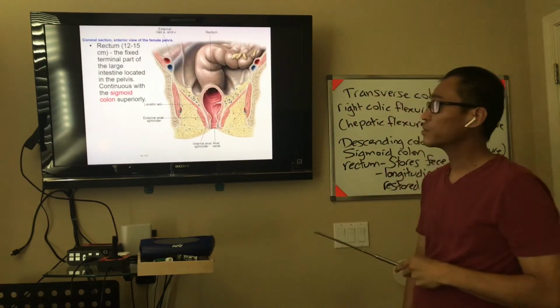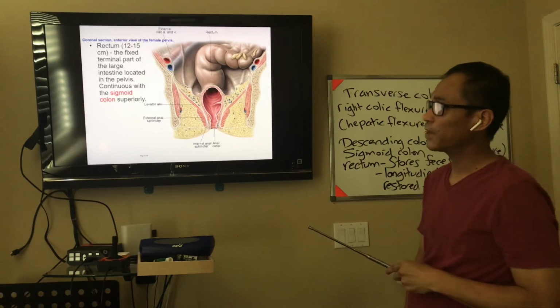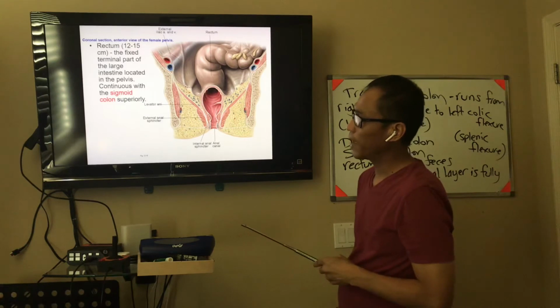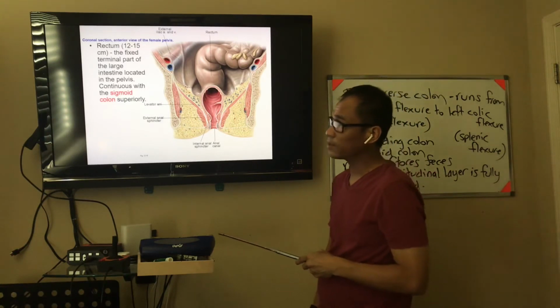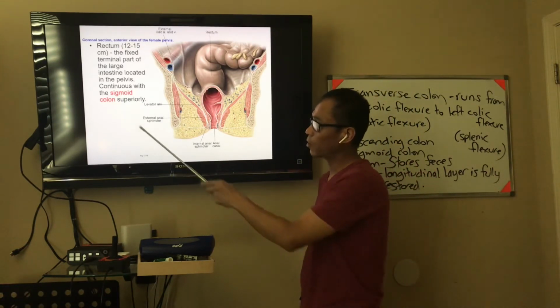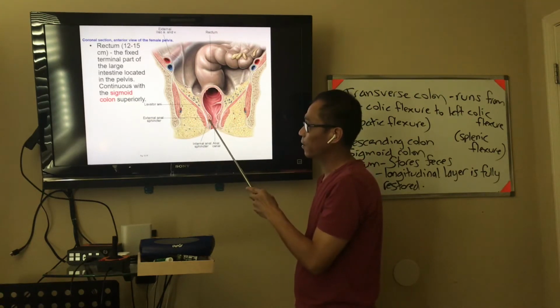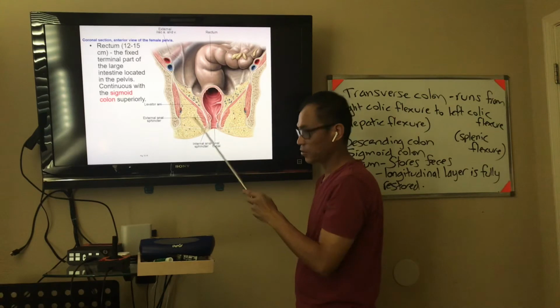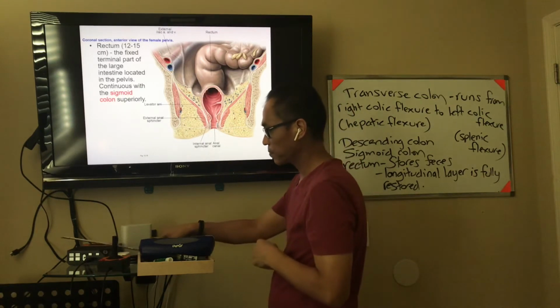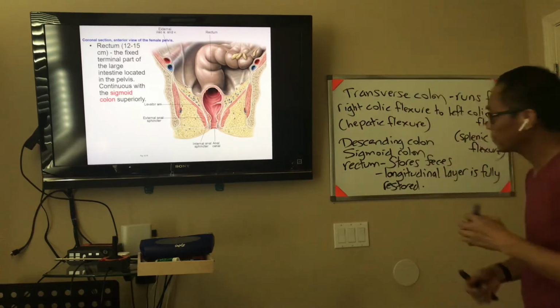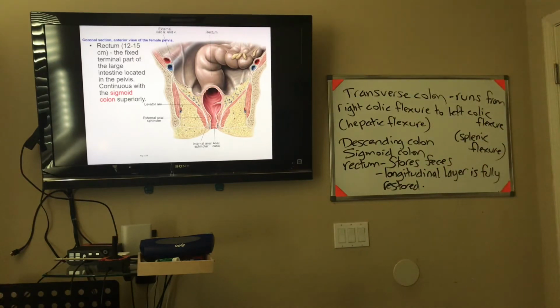Well, here's the anus, here's the rectum. It's the fixed terminal part. It's fixed, it's kind of attached to the sacrum, and it's basically the terminal end of the intestine. It's located in the pelvis. Okay, the sigmoid colon is superior. You have the anal canal surrounded by the internal and external anal sphincter. You got rectum.